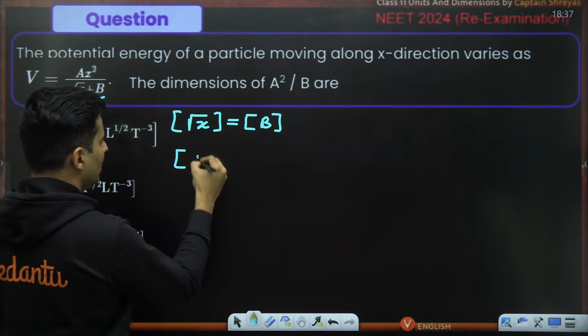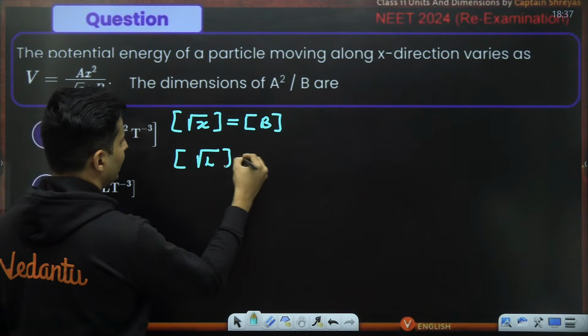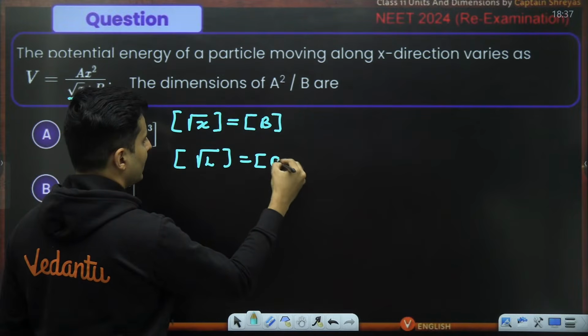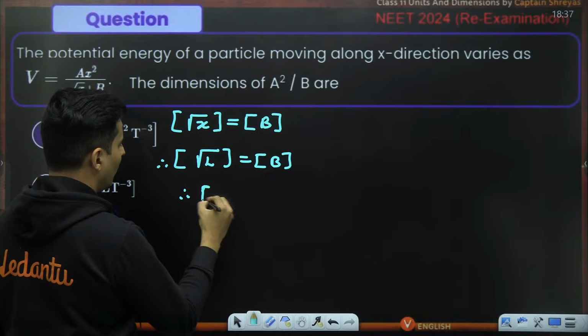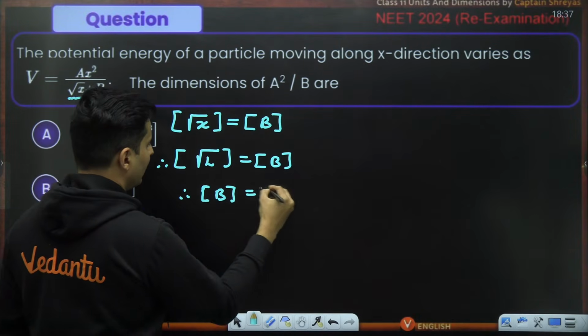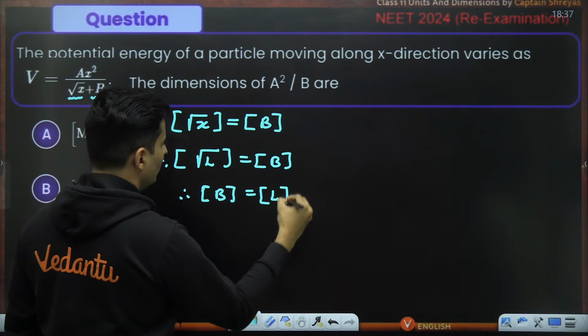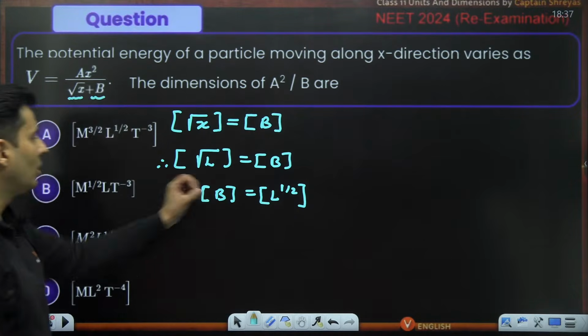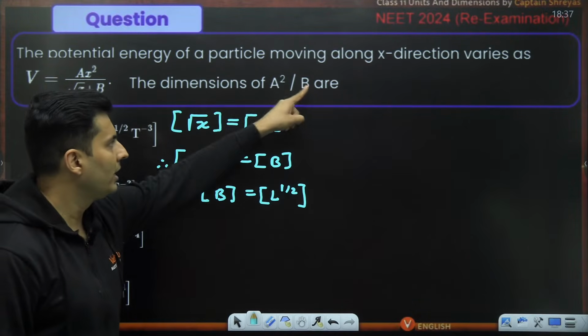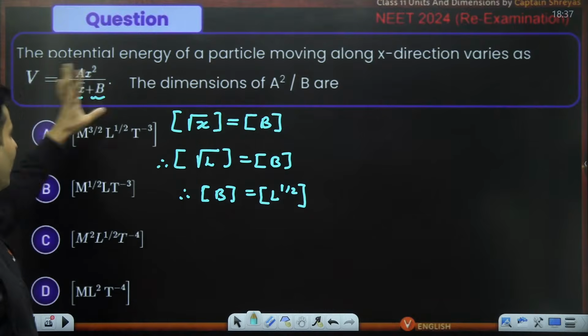X is position. So it is root of length basically. Root of length is the dimension of b. But what is root of any number? It is that quantity raised to the power half. So B's dimension I already know now. Only dimension of A is remaining.